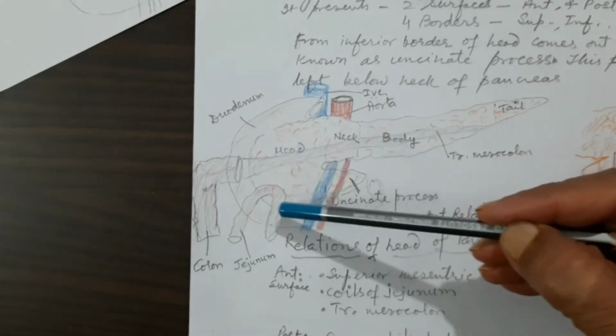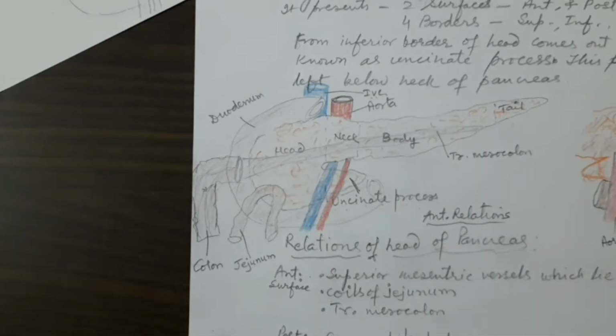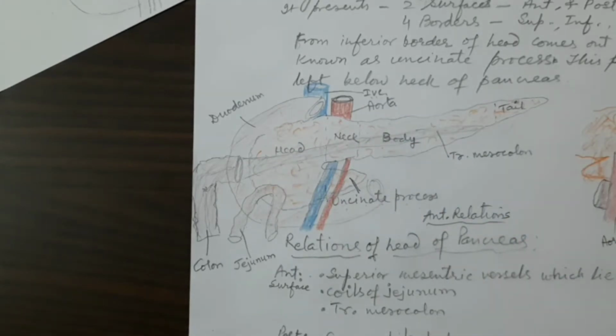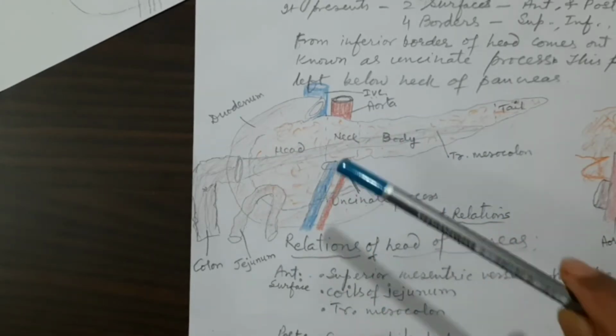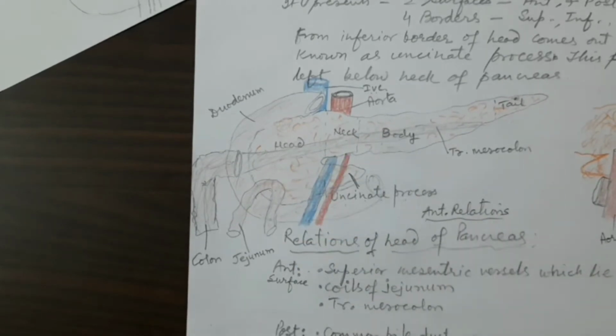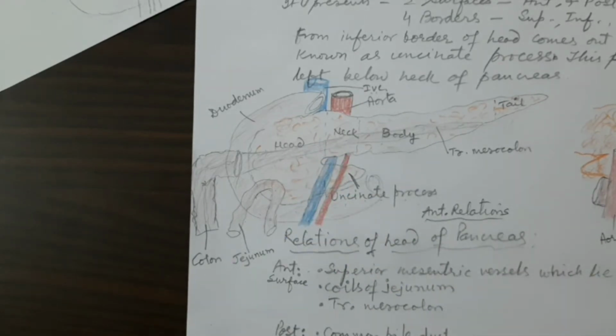Let us come first to the anterior relation. We will see the anterior relation of the head of the pancreas. Anteriorly, there are the superior mesenteric vessels, which lie in front of the uncinate process. The superior mesenteric vein and artery form the anterior relation of the head, lying in front of the uncinate process, which is part of the head. That is the upper relation of the anterior surface of the head.